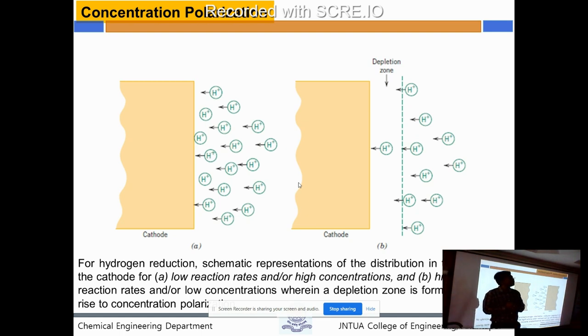Now you tell me, in order to have the reaction, whether my H plus ions should reach the surface or won't reach the surface?